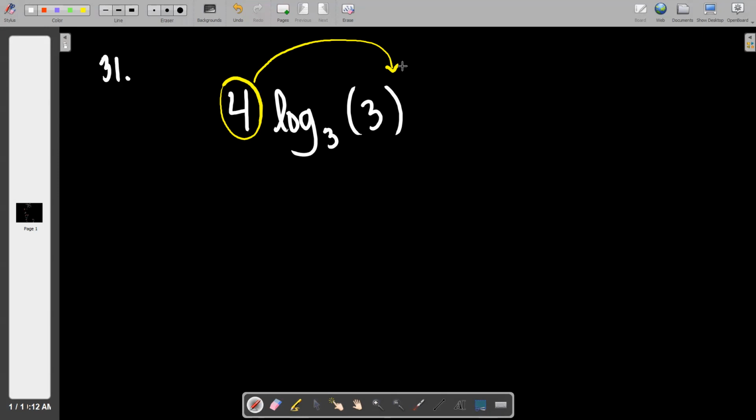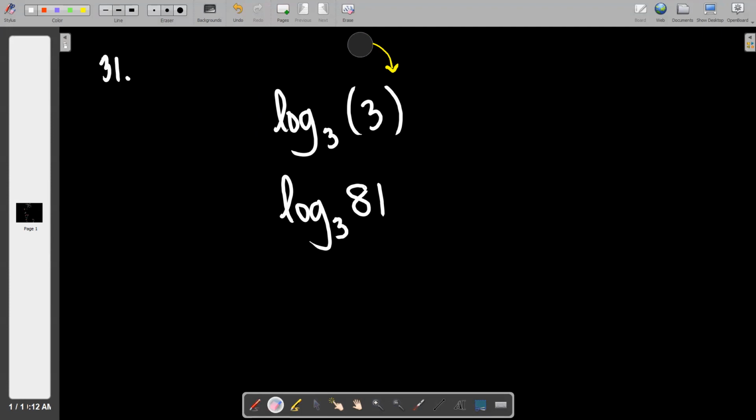This 4 shoots upstairs, and this now becomes log base 3 of 81. Because that 4 went like this. He went, okay, I'm bye-bye from here. And look at me now. Woo, I'm like a magician. He reappears as the exponent of the argument. And then, of course, 3 to the 4th is 81.